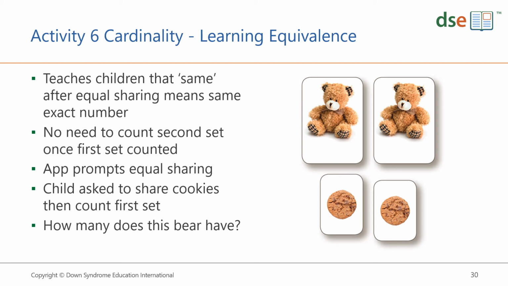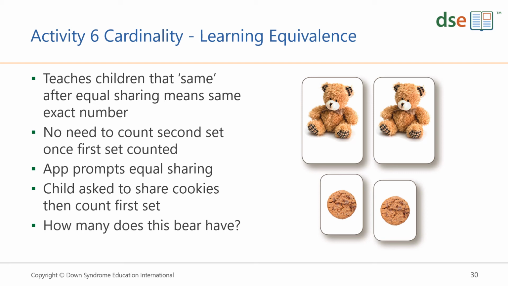So what you're going to do is put out your 2 cards, put out a number of cookies or bananas, an even number so they can be shared equally. Ask the child to share them, so it's 1 for you, 1 for you, until the 2 animals have got the same number of items.